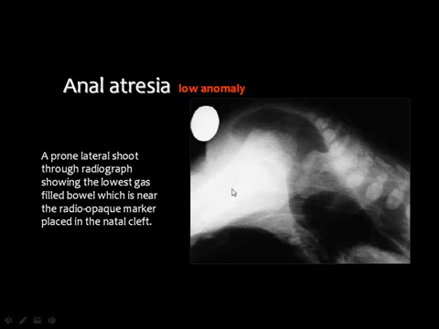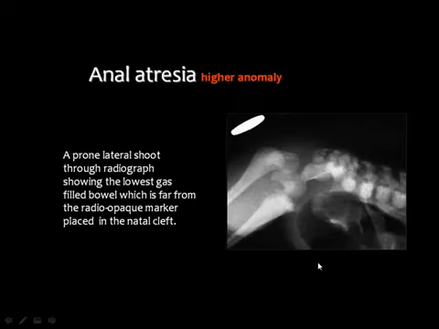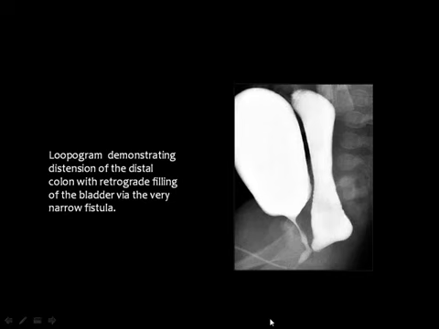And this is a simple plain X-ray in the lateral view, what we call the invertogram, and you put a coin at the suspected site of the anal opening, and you measure the distance between air in the distal part of the colon to the site of the marker. And you see here, this is a low level anal atresia or imperforate anus. And you can see here that the distance between the coin and the air is very long, and this is a high anomaly or high imperforate anus.